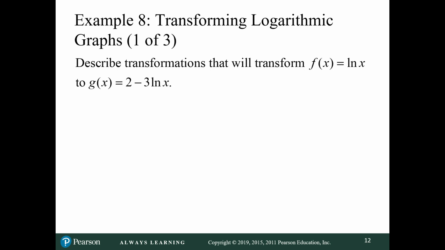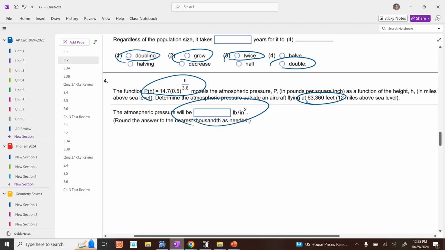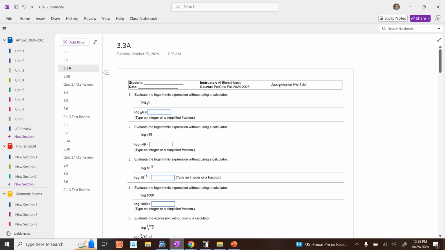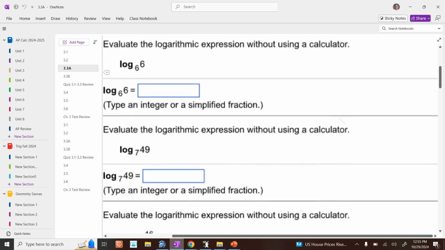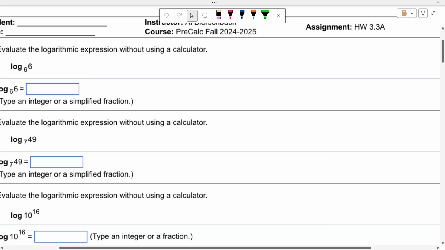So, transformations. Do we do transformations? I don't think we do transformations in this section. I think that's tomorrow. So let's get out of that. And let's go into what we have in this. Boom. All right.